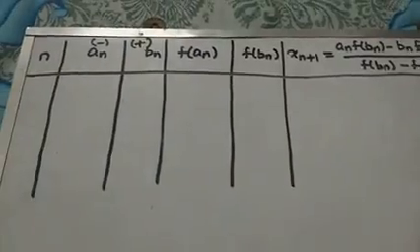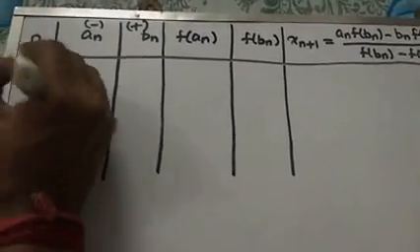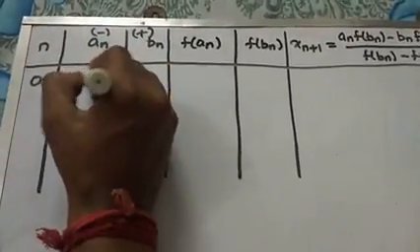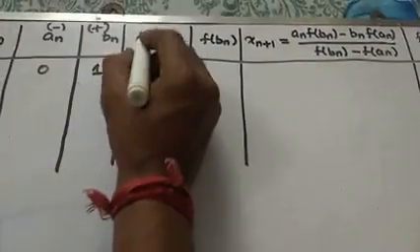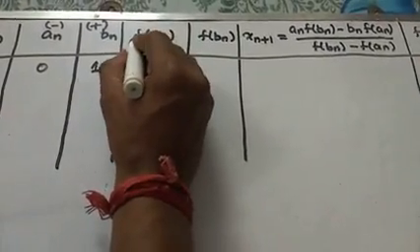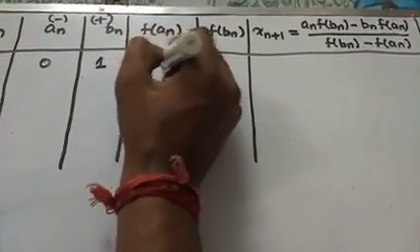The most important thing, let's start with the 0 step. a0 is 0, and bn was 1, initially 0 and 1. Then first of all we have to find f of 0, that means the function value at an, that is f of 0. What was the value?